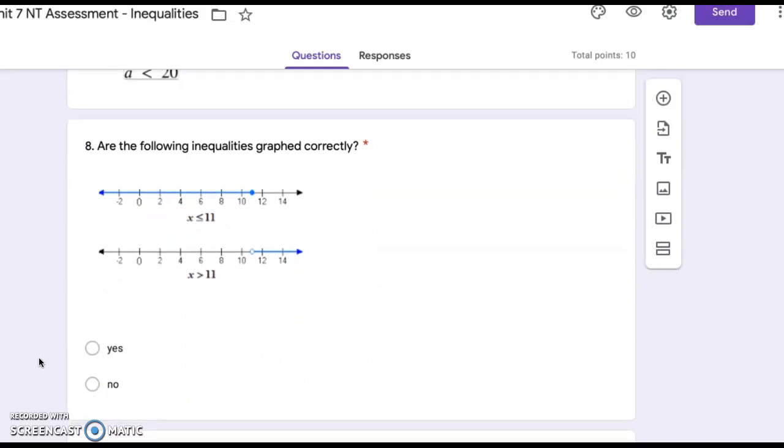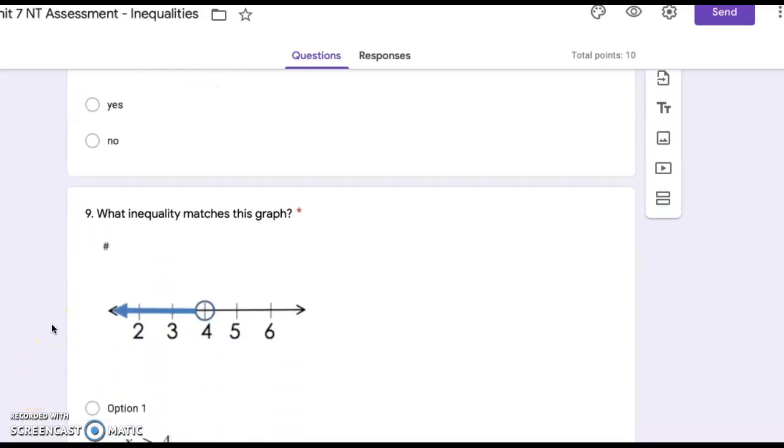Number 8. Are the following inequalities graphed correctly? So your first one is X is less than or equal to 11. And then your second one is X is greater than 11. Are they graphed correctly?